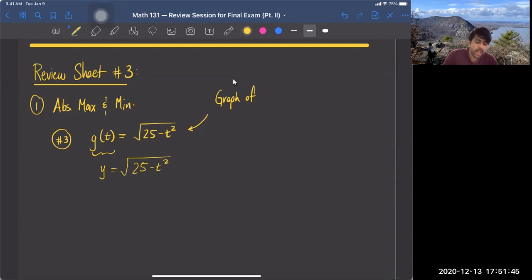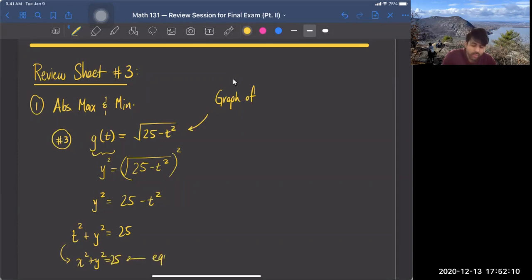It's a semicircle. If I square both sides, I would get y squared equals 25 minus t squared. And then if I add it, I get t squared plus y squared equals 25. Normally we would have t as x, so just think about x squared plus y squared equals 25. And this is the equation of a circle.